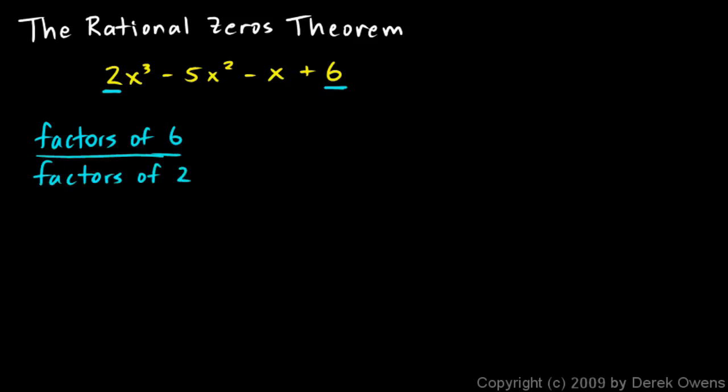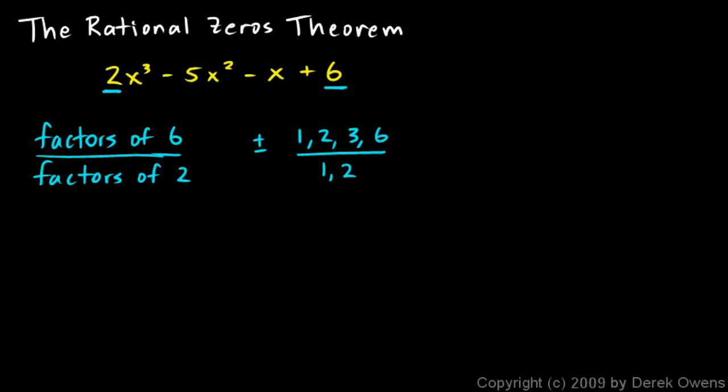So let's think about the factors of 6 real quick. That's easy. 1, 2, 3, and 6. Those are the factors of 6. And we could have positive or negative. And divide those by factors of 2. 1 or 2. So let's make a list of all the possible fractions we could make by using one of these numbers over one of these numbers.